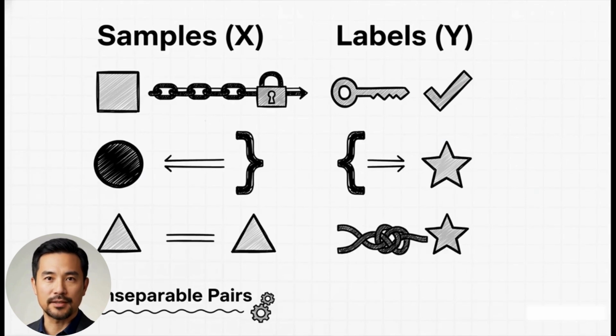And this is absolutely critical. The first label in our list has to match the first sample in our list. The second has to match the second, and so on. They are inseparable pairs. The computer needs to know exactly which answer goes with which question. There can't be any confusion.